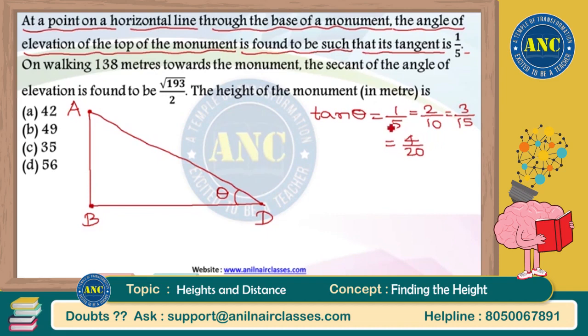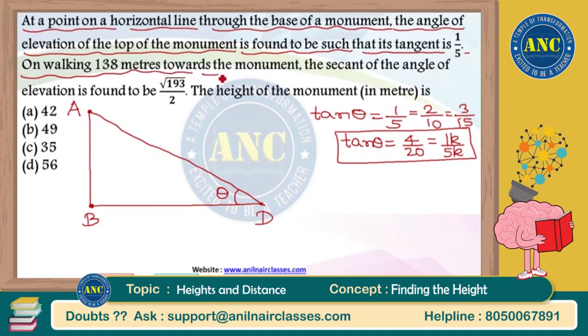Or in simple language, tan theta is nothing but 1 by 5, or in other words I can write it as 1k divided by 5k. That means it is in the ratio of 1 by 5, or it can be any other values of 1 by 5 ratio like 2 by 10, 3 by 15, etc., which I am representing as 1k is to 5k. Next, continue further, sir. On walking 138 meters towards the monument, that means I am walking from this point. I am walking 138 meters towards the monument. I will meet a point called C. This is given in the question as 138 meters.